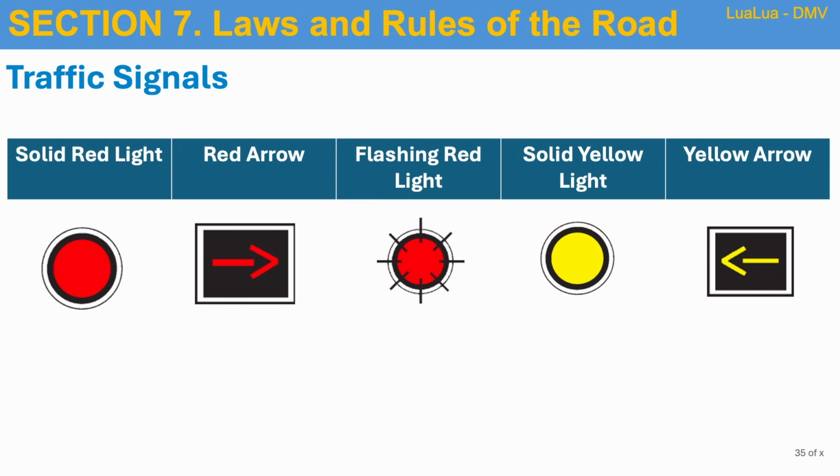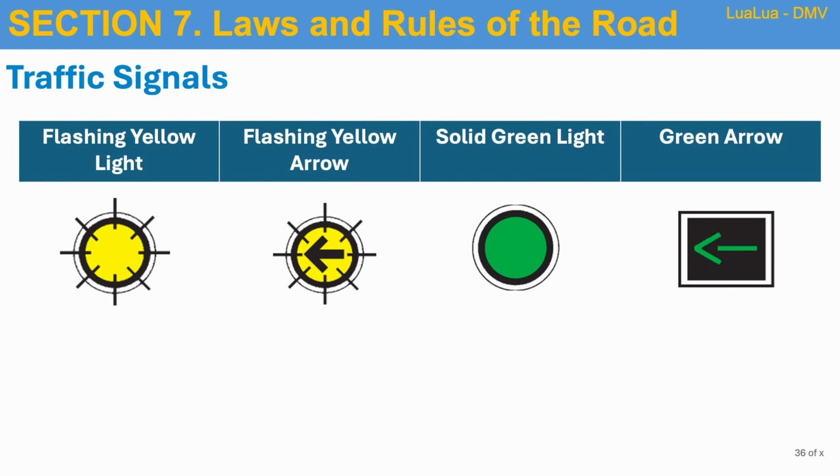Yellow arrow. A yellow arrow means the protected turning time is ending. The signal will change soon. If you cannot stop safely or you are already in the intersection, cautiously complete your turn. Pay attention to the next signal. It could be a green or red traffic signal light or red arrow.